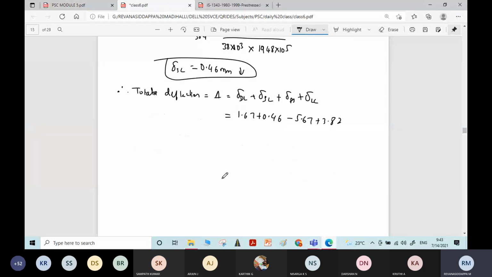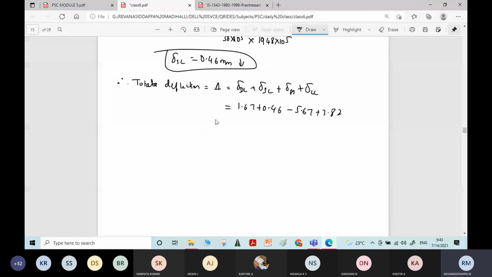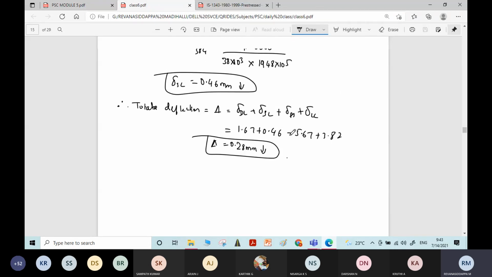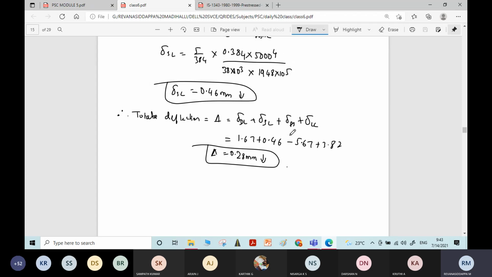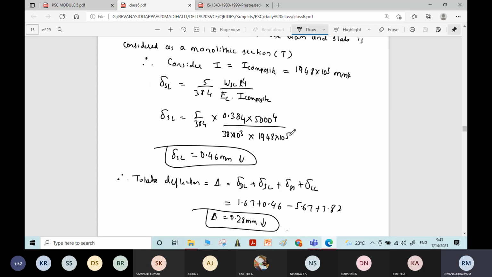What is the final answer, students? 0.28 mm. Nice. Okay, this completes the problem. Any doubts here, students, in this problem? Any doubts? No, sir. Okay.